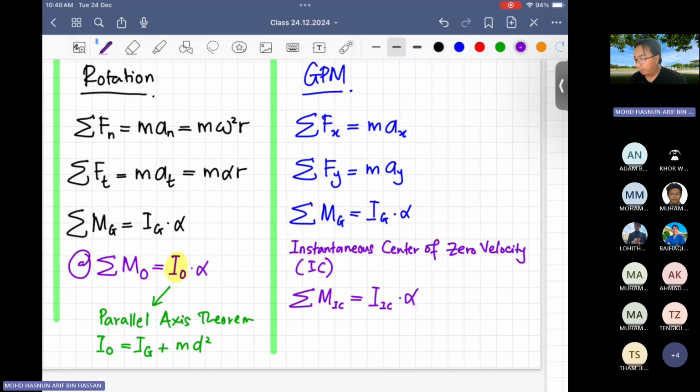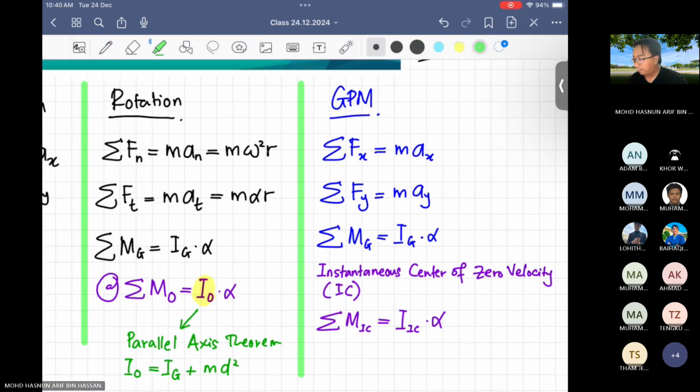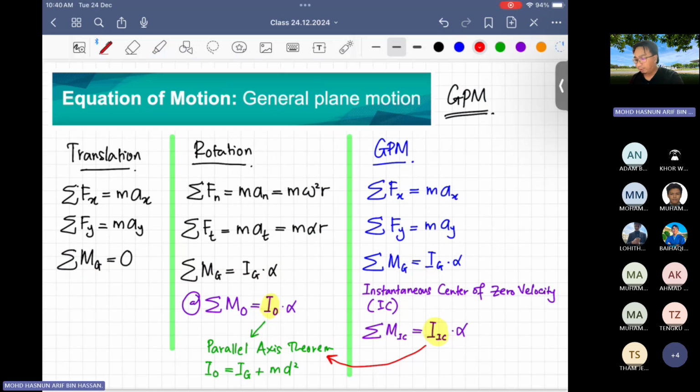So when you have IC, which is a point other than the center of gravity, to calculate I_IC, we still need to use the parallel axis theorem. So this time, the parallel axis theorem will be I_IC equals IG plus m d squared. Okay, so in general, these are all the equations that you need to use to solve the problems in general plane motion.